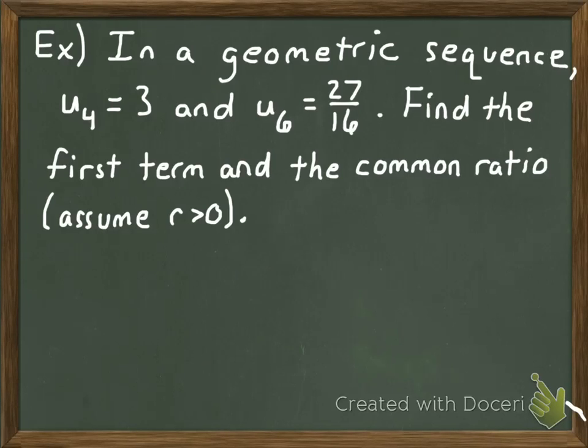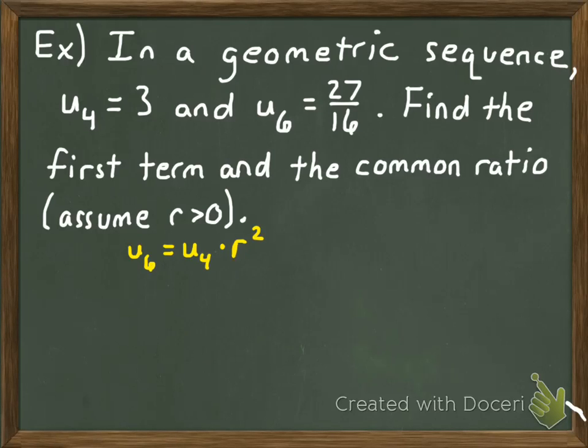Well, let's use that same logic that I was just talking about on the previous slide. Let's make a relationship between the 4th term and the 6th term. If you wanted to calculate the 6th term using the 4th term, you would have to multiply the 4th term times the common ratio twice. So u sub 4 times r squared will get us u sub 6.